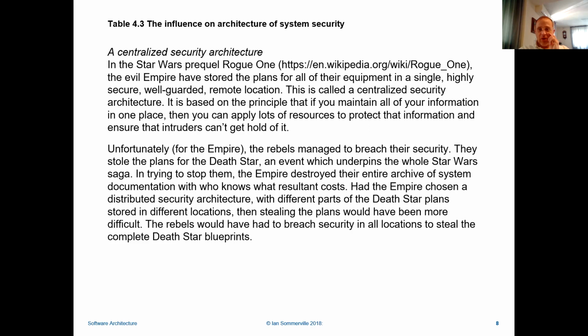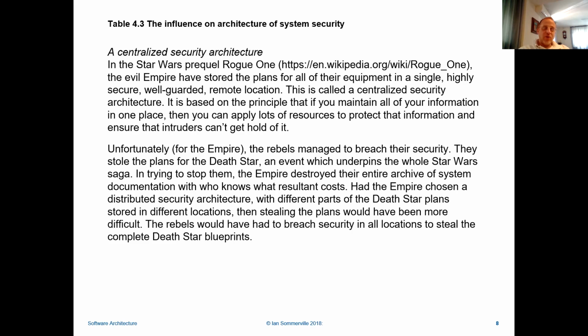In trying to stop them, the Empire destroyed their entire archive of system documentation with who knows what results and costs. In other words, I guess I don't remember, but they blew up something. Had the Empire chosen a distributed security architecture, with different parts of the Death Star plans stored in different locations, then stealing the plans would have been more difficult.